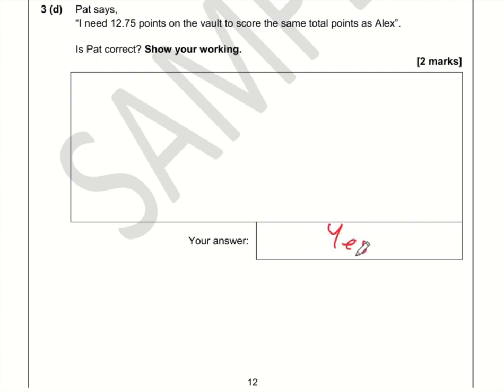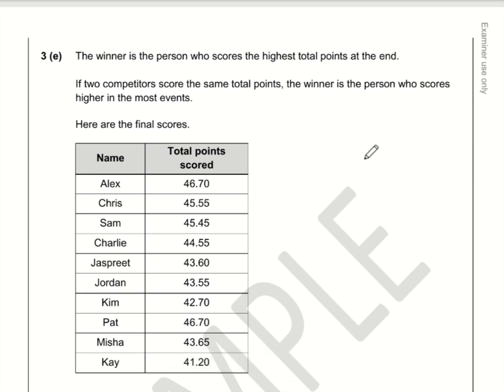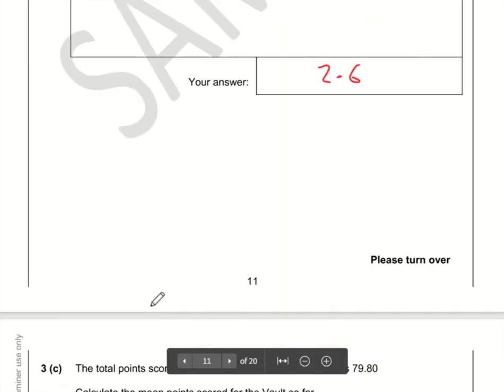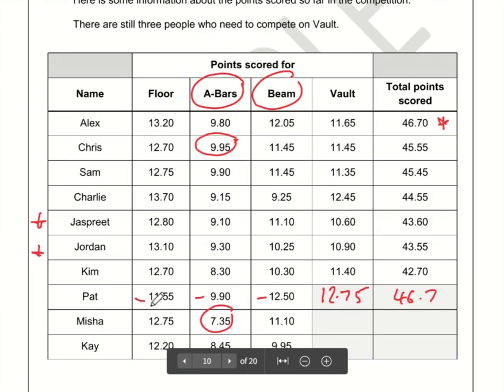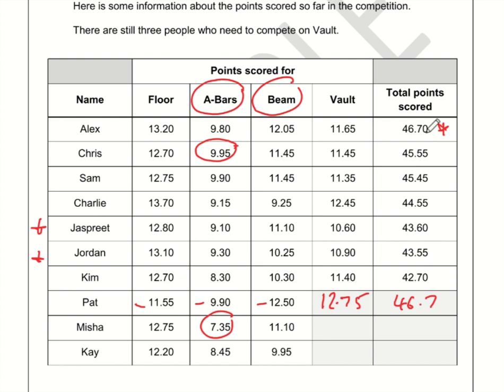Yes, he is correct. Okay, so the winner is the person who scores the highest total points at the end. Right, so who is the winner? 46.7. Any advance on 46.7? So we've got two 46.7s, and it is Alex and Pat. Okay, let's go up and have a look. Which actually means he did get 12.75 for the vault. So it does say the winner is the person who's won more events.